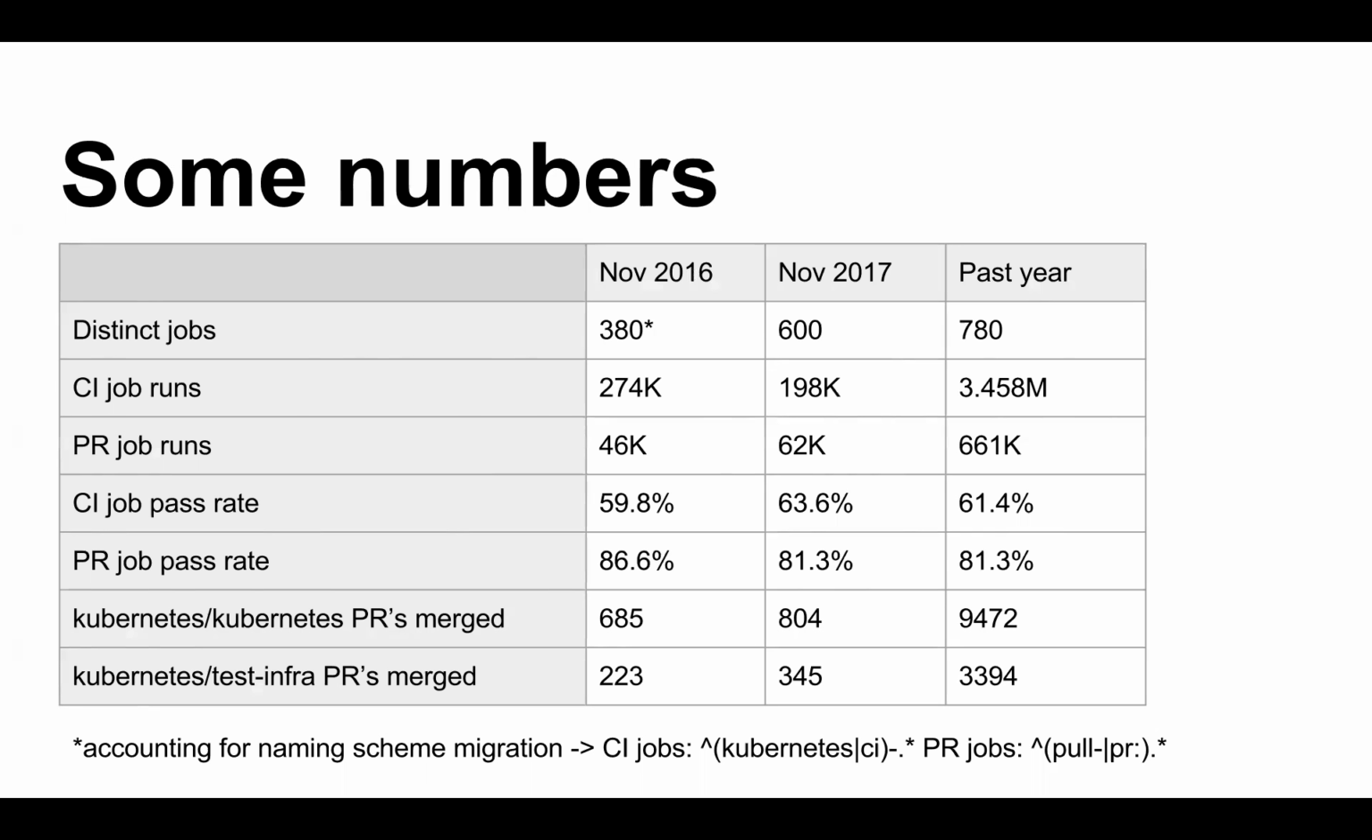The other neat thing was that the number of distinct jobs has doubled across the year. It was kind of difficult to get the accounting right for the distinct jobs that we had in November of 2016 because we were migrating from one naming scheme to another. But ballpark, we were around 380 back then.